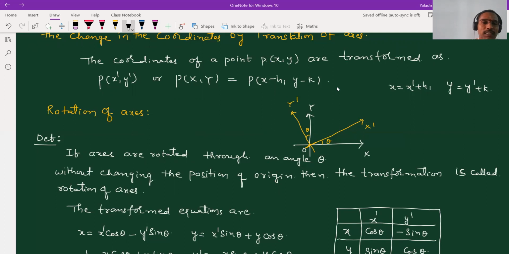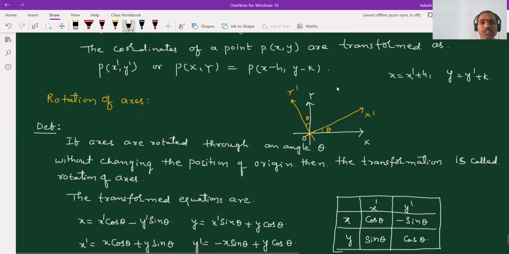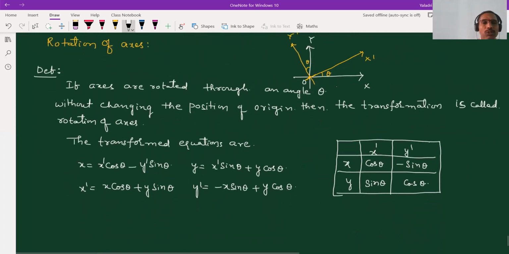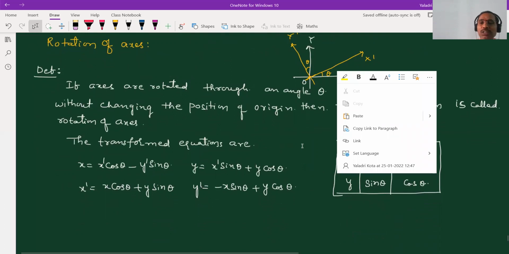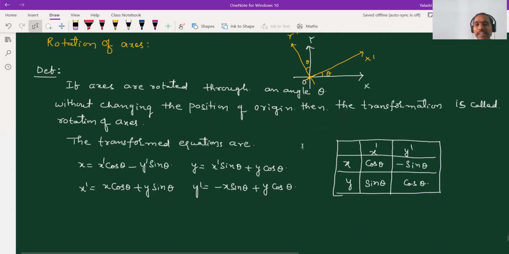So how to define that? If axes are rotated through an angle theta without changing the position of the origin, then the transformation is called rotation of axis, right? Now here, what are the changes in the coordinates? That is nothing but the equations of rotation of axis.